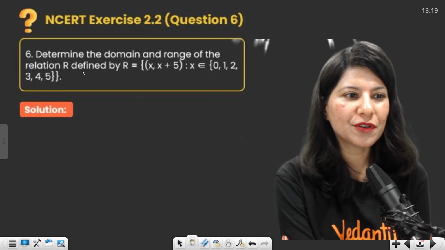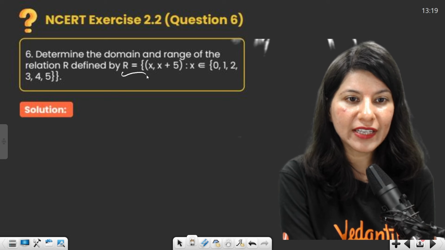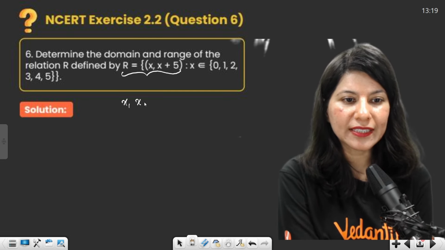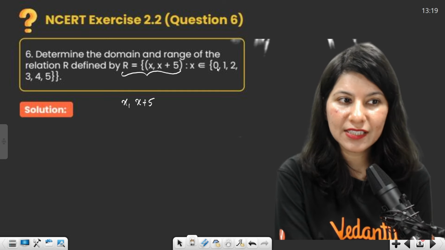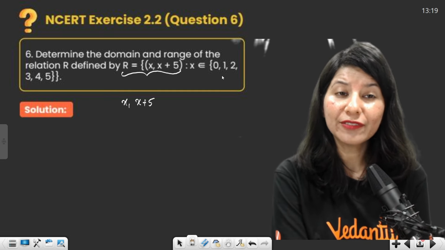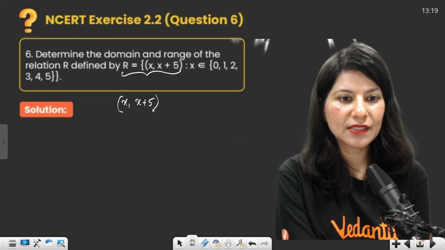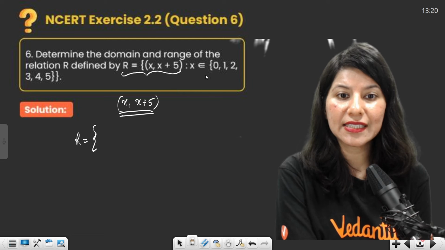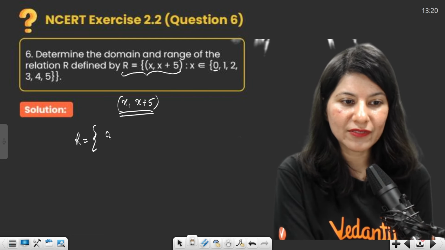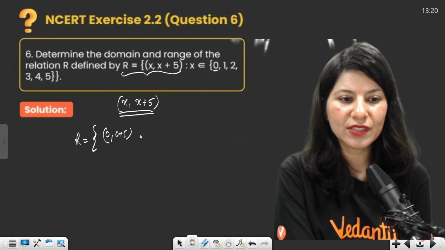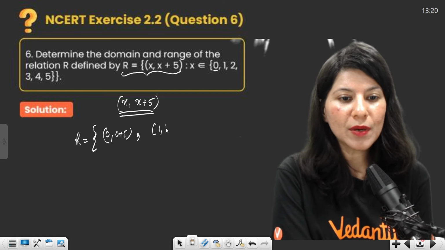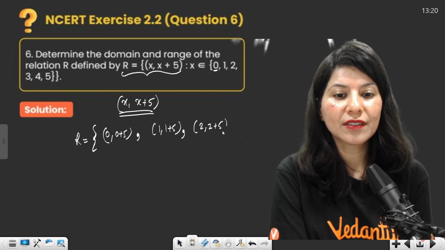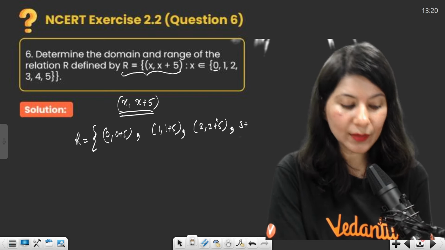Okay, so let's move on to the sixth question now. Determine the domain and range of the relation R defined by this: x, x plus 5, where x is 0, 1, 2, 3, 4, 5. So the relation R will have, suppose your x is 0, then 0, 0 plus 5. This is the first pair. Comma, 1, 1 plus 5. 2, 2 plus 5. Then 3, 3 plus 5.